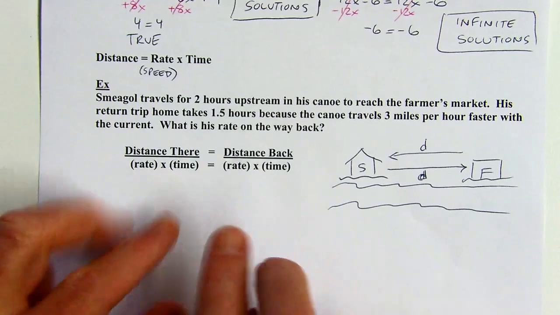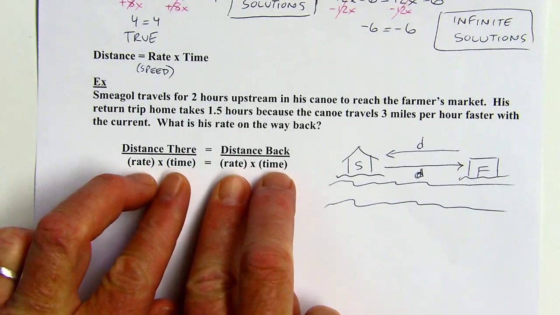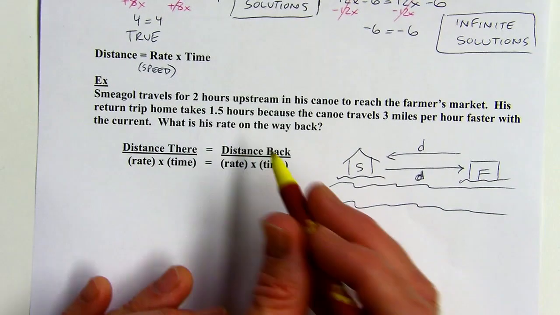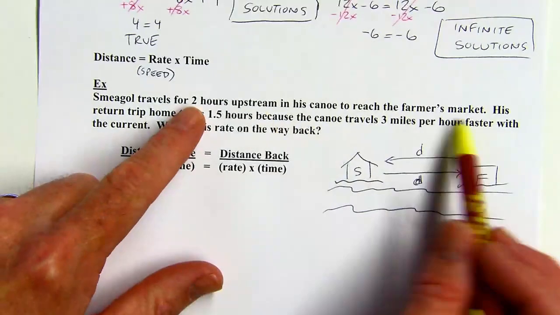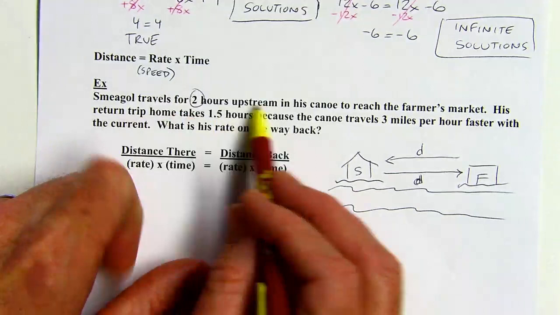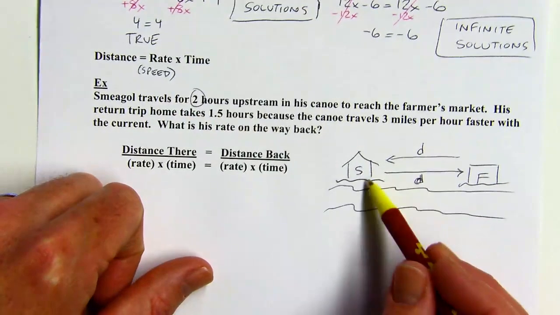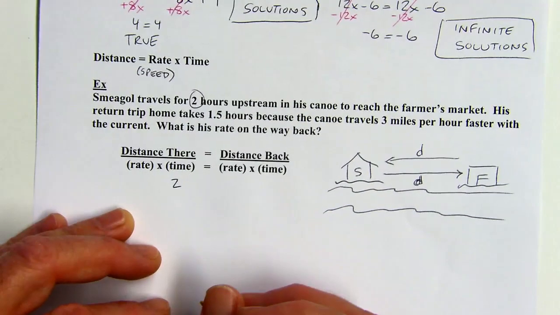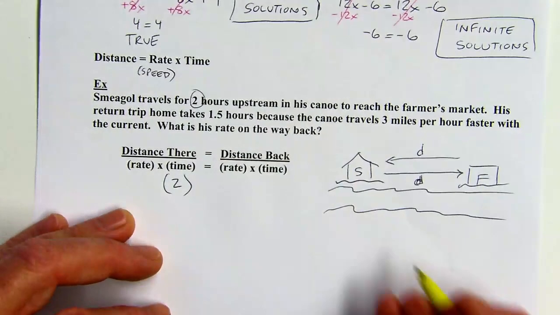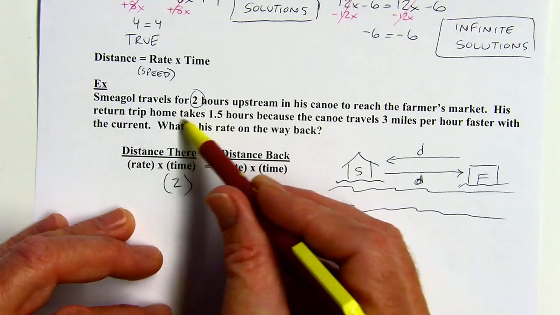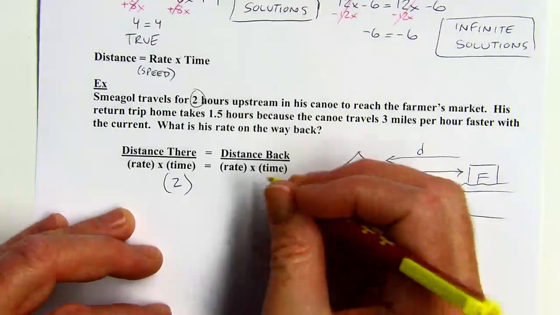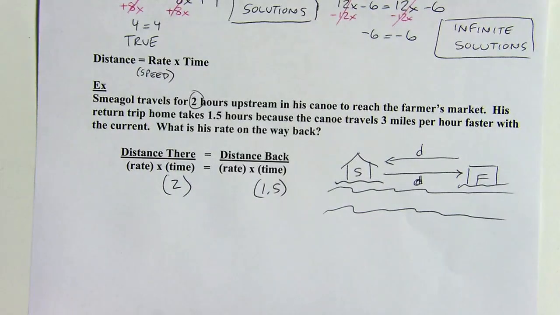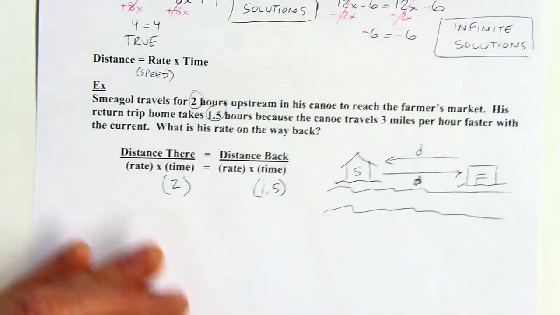So keeping that in mind, I'm going to start plugging numbers in from the problem into this equation that I've set up, all right? So Smeagol travels for 2 hours upstream. This is talking about going there. The 2 hours is on the way there because it says to reach the farmer's market. So we're going this way, so that is the time spent traveling on the way there, okay? All right, so let's see. His return trip home takes 1.5 hours. So that's how long it takes him to get home. That's the time going back, okay? So we got that one in there.